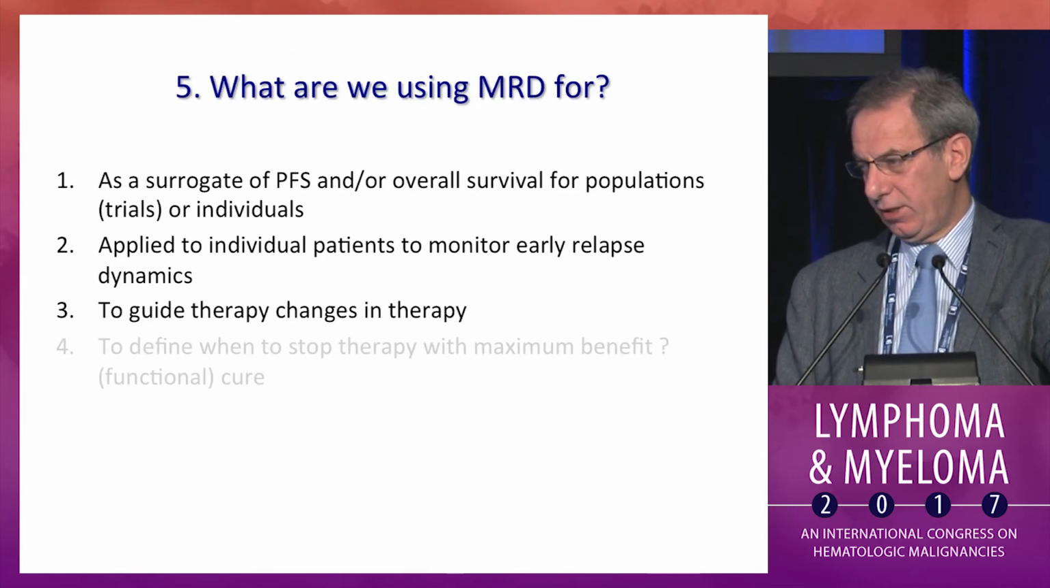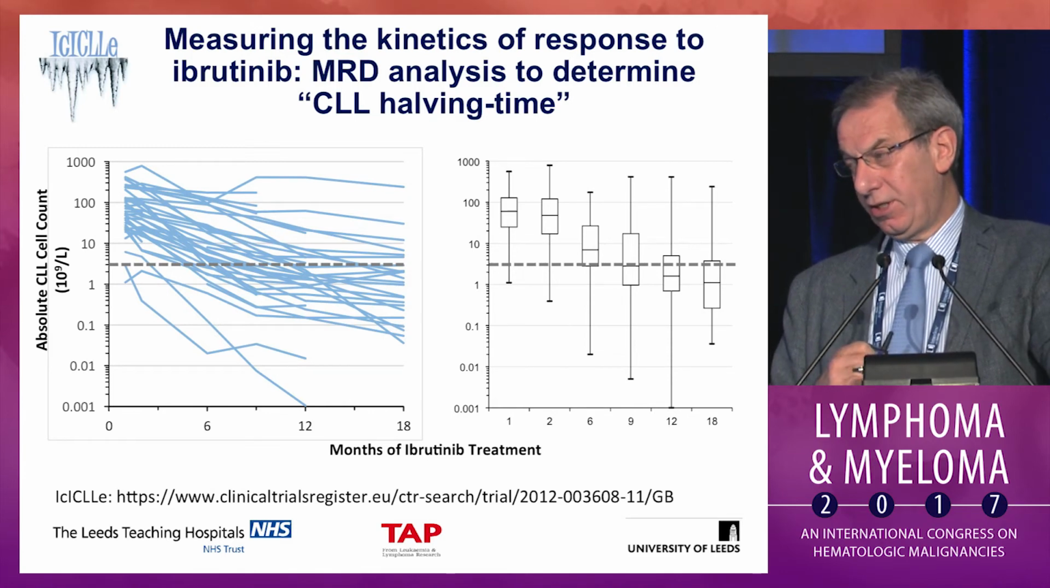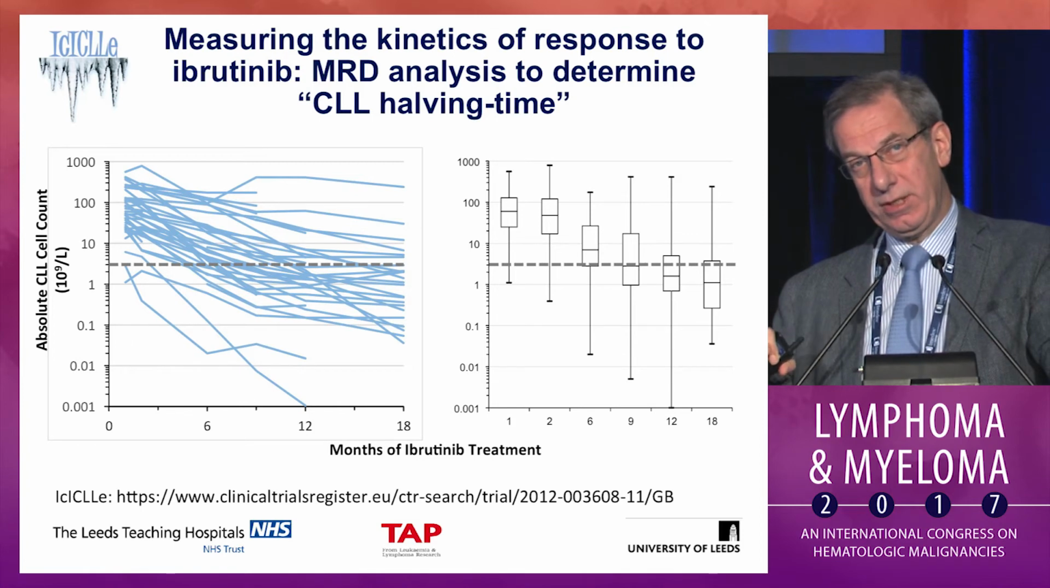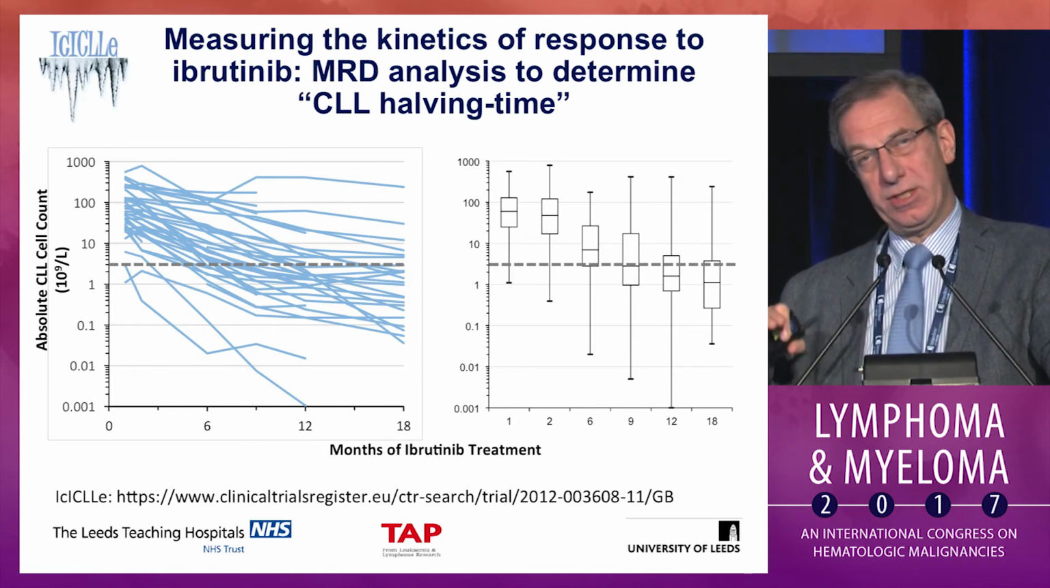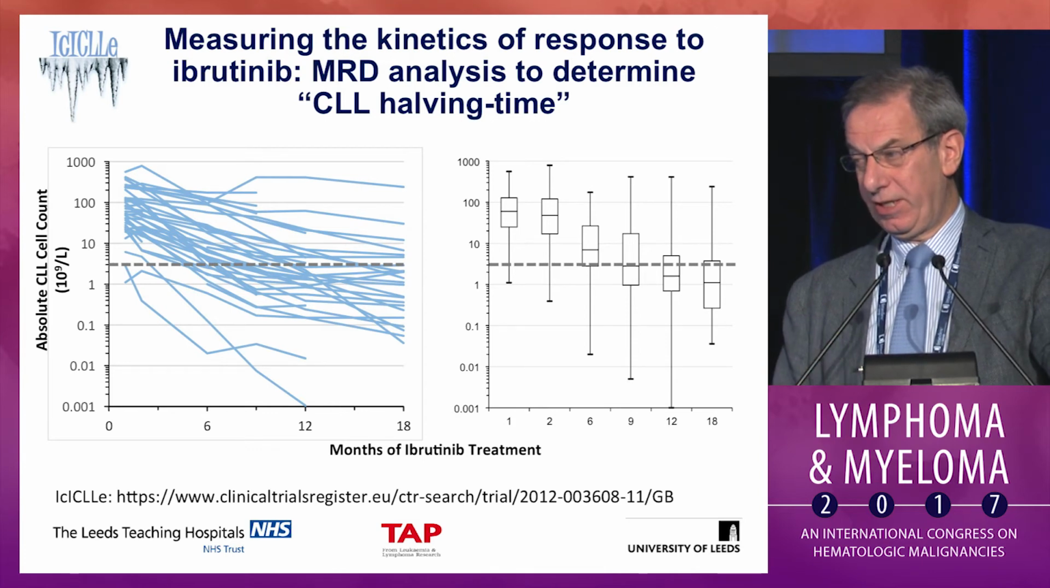And we've done this in our trials. This is Icicle, and each line is an individual patient. You can see on the right the median box and whiskers of all the patients. By 12 months, most patients are below a detectable level with a normal blood count. You can see the individual patients on the left.